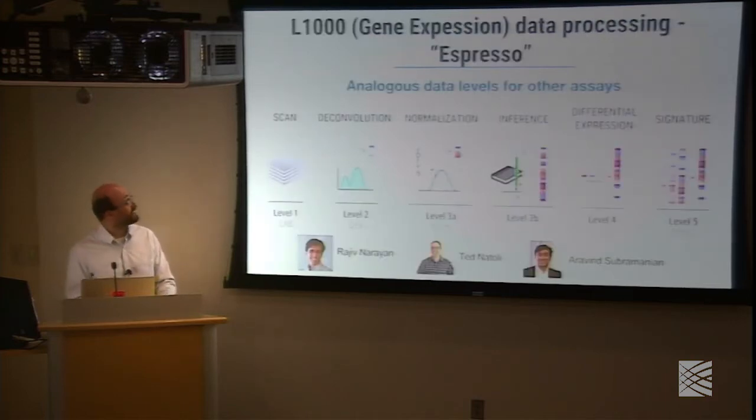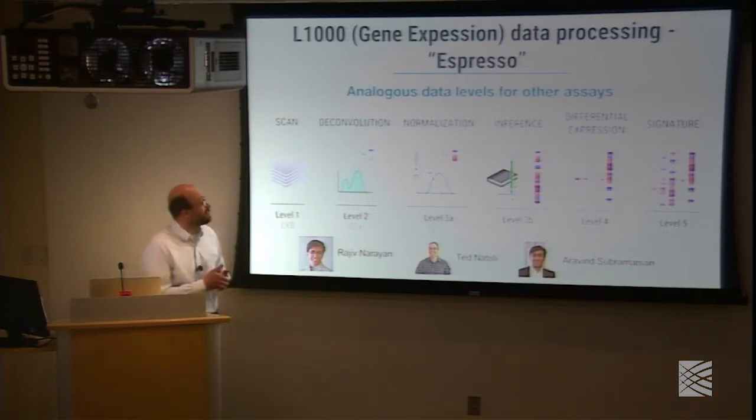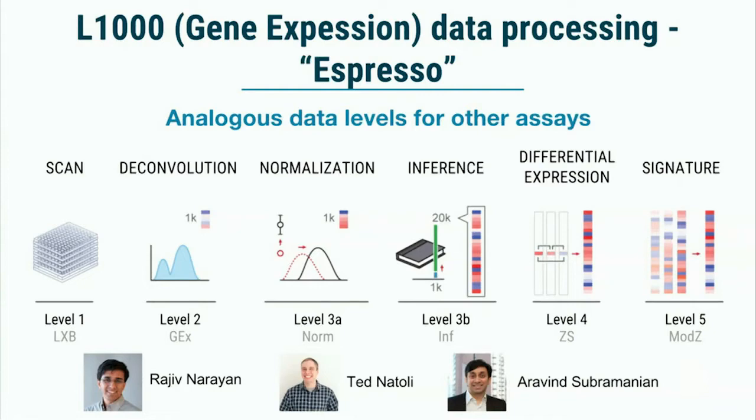So just to dive into a little more detail for L1000 and our gene expression, this is our data processing pipeline. It's called Espresso. I'm going to review the data levels here at a high level. We have analogous data levels for the other multiplexed assays, and that comes in really handy later on for usability, for allowing analysts to look at results from multiple assays at the same time. Having the data levels aligned and the metadata aligned is key for that. Otherwise, you can end up spending a lot of your time doing that rather than doing analysis.